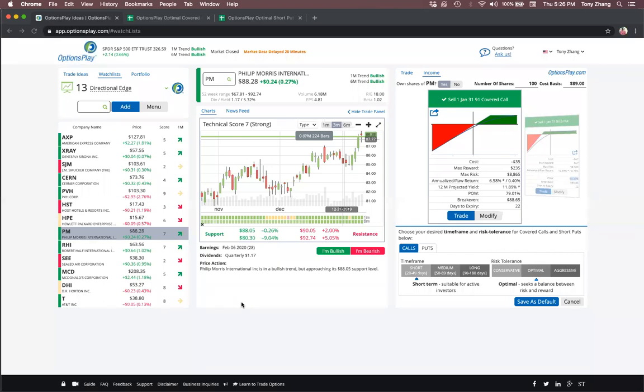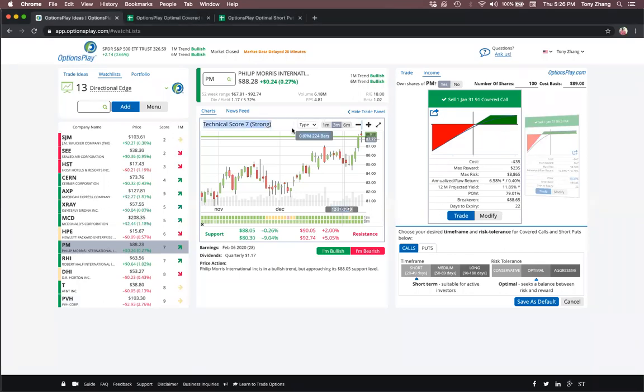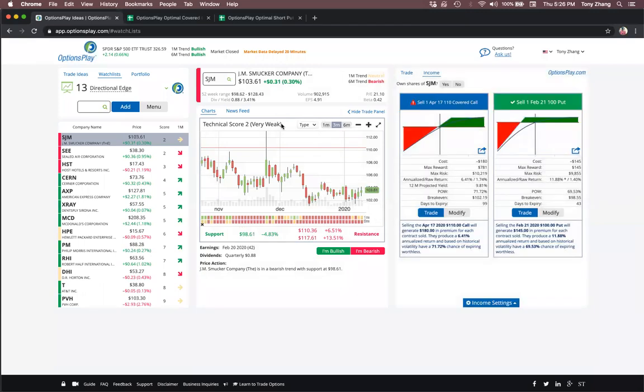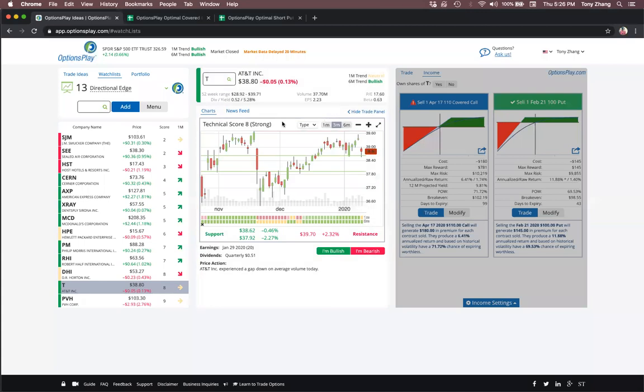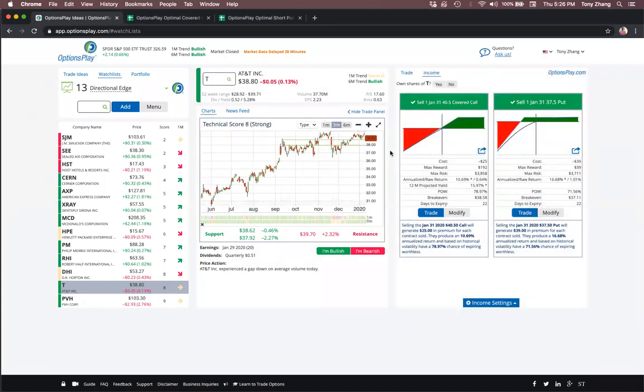Banu is saying score on the watch list menu. So the score on the watch list menu is this technical score. That's based on technical indicators. That's how we give you a sense for how strong the stock is compared to the overall market. So Smucker's score of 2 tells me this is a weak stock, underperforming the market. AT&T score of 8, strong stock, outperforming most of the stocks in the market.